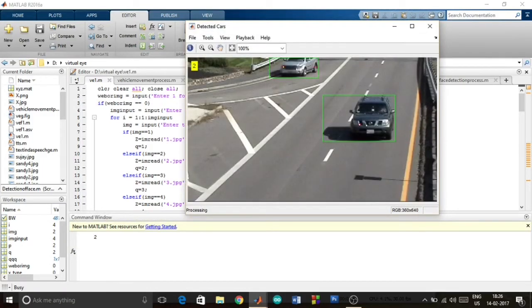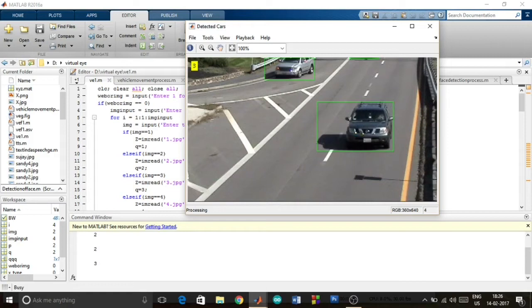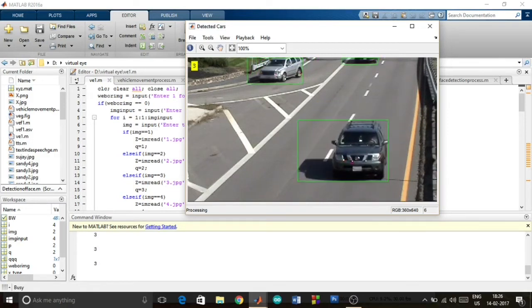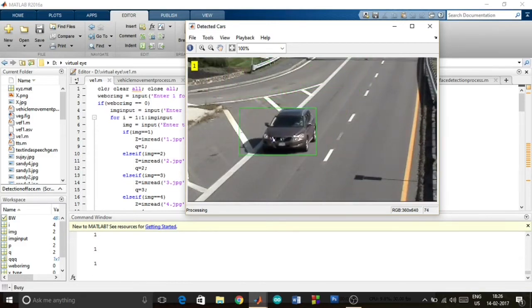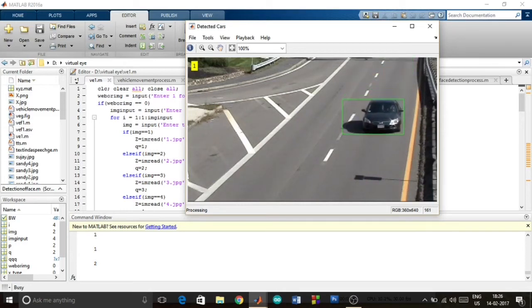Two vehicles approaching. 3 vehicles approaching. 2 vehicles approaching. 1 vehicle approaching. 2 vehicles approaching. 1 vehicle approaching.